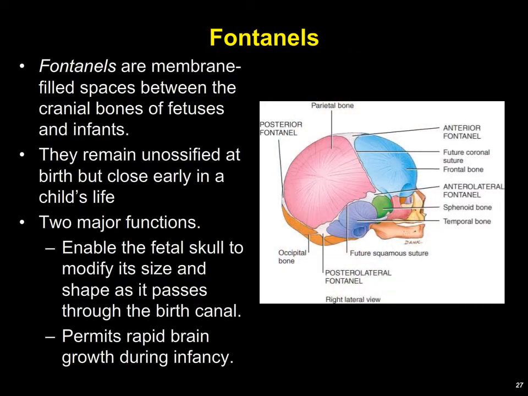Now, the other thing that these fontanelles do is it allows for very rapid growth of the brain during infancy. If we had a fused cranium at this point, it would be very difficult for this brain to grow as quickly as it does. So by having fontanelles between the bone, it allows the cranial vault to expand very rapidly. And once that expansion's happened, then we start to see ossification between those cranial bones and formation of these sutures.